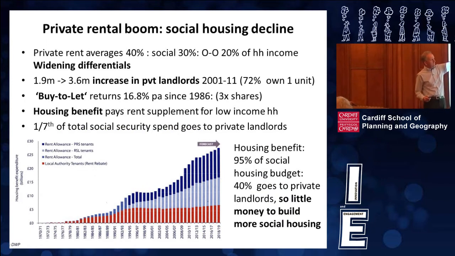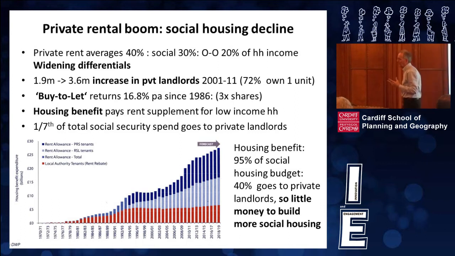The private rental boom has been accompanied by a social housing decline. And again, I think that's very significant. This general figure, which we've used for years, about private rental, about 40% of household income, social about 30%, and owner occupation, 20% of income, is a major statement about the advantages of ownership, really, and the disadvantages of private rental. But those differentials are now really widening because the private rental sector has increased dramatically. It's gone up to 3.6 million.